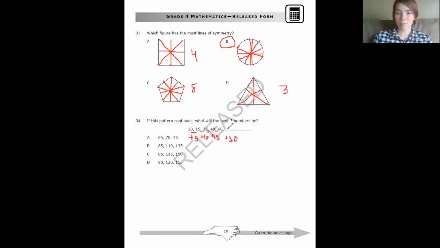And what we can see happening here is that each time we're adding 5 more than we did the last time. That means that for this next number, we should add 25 to 60. 60 plus 25 is 85. For the number after 85, we're going to add 5 more than 25, so we're going to add 30. 85 plus 30 is 115. And then for our final number, we're going to want to add 5 more than that. So we're going to do 115 plus 35. That's going to get us to 150. So if we look at these solutions, that's going to be answer choice C.